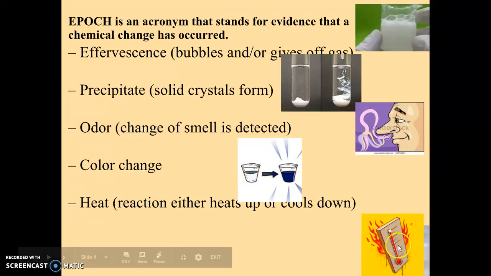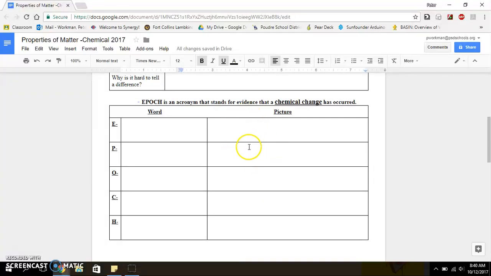And finally, a picture of heat. So maybe some flames given off, or potentially, you could also draw something getting colder or an absence of heat. That can also be evidence that a chemical change has occurred. So now you should have pictures next to each of these: effervescence, precipitate, odor, color change, and heat. And they should be all filled in here.